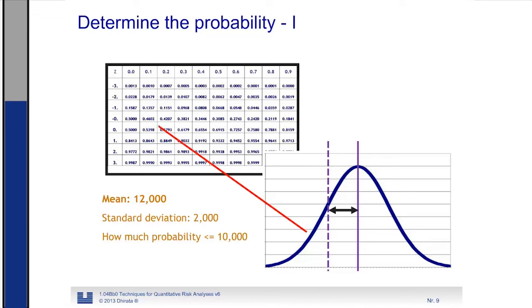It's minus 1 standard deviation below the average. As you can see, the average is 12,000, the standard deviation is 2,000. So we go up in the rows, we go to the row minus 1, and there is nothing behind the decimal point. So here we get 1.0 below the average is 0.1587. So this is 15%, about 15 to 16% that we will be below the cost of 10,000.